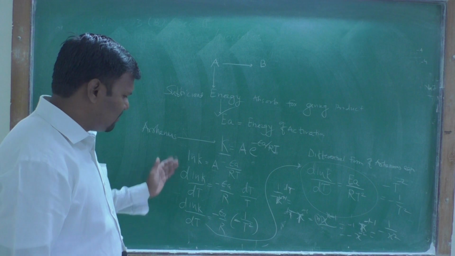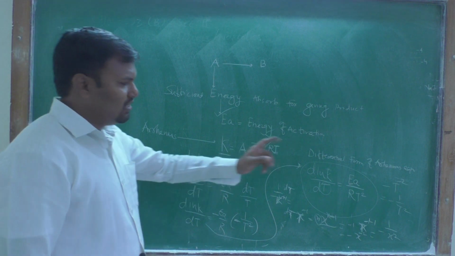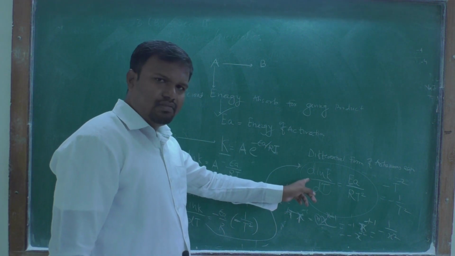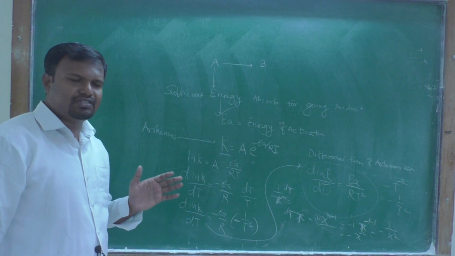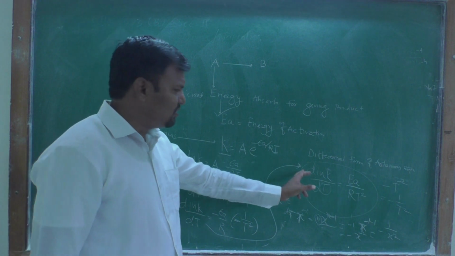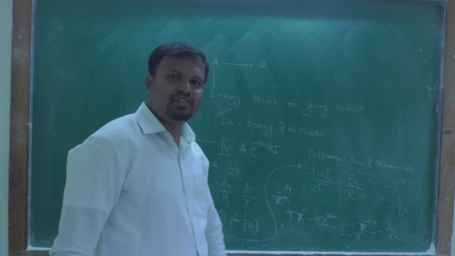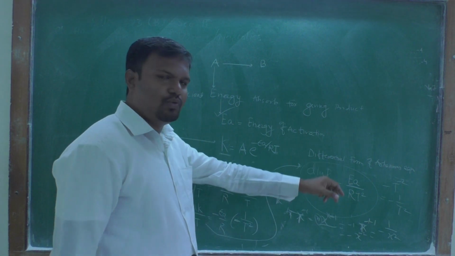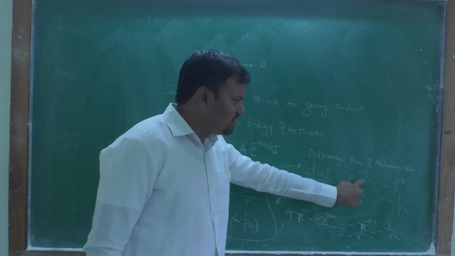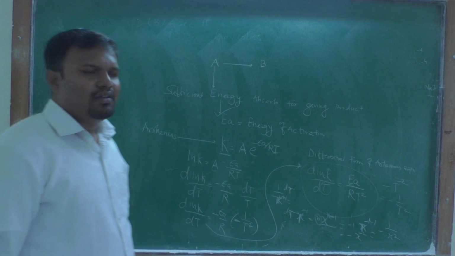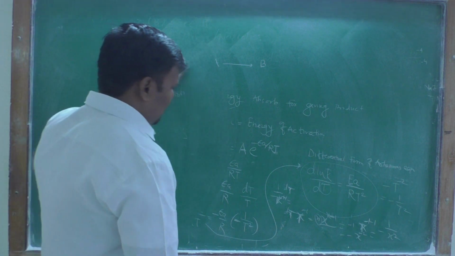Therefore, for the sake of convenience and understanding, we derive this differential form just for understanding. You can remember that term, that is the differential form of the Arrhenius equation. This equation gives the relation between the rate constant, activation energy and temperature.